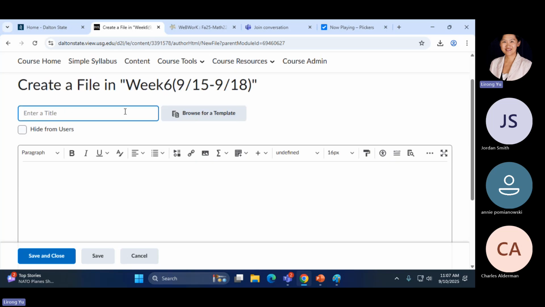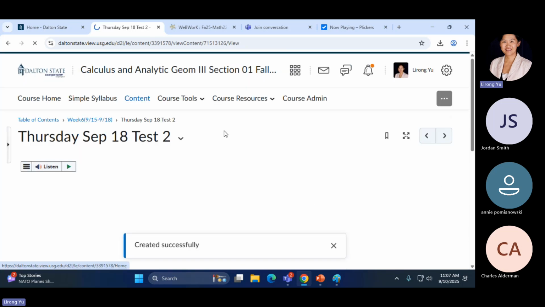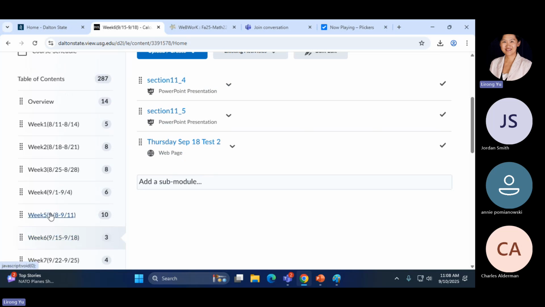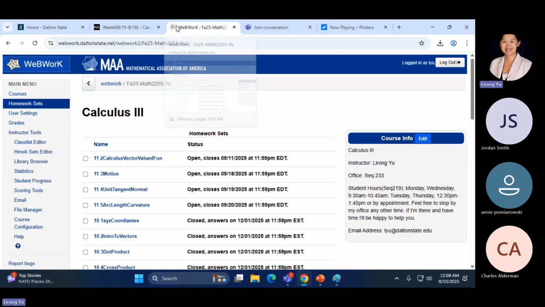That will be September 18th. We're going to have our test 2. Okay, so test 2 is over chapter 11. I didn't write anything in there, but that should be visible on the schedule. So for week 6, next Thursday, we're going to have test 2 in class. Let's make sure that we finish all of our chapter 11 homework before that.